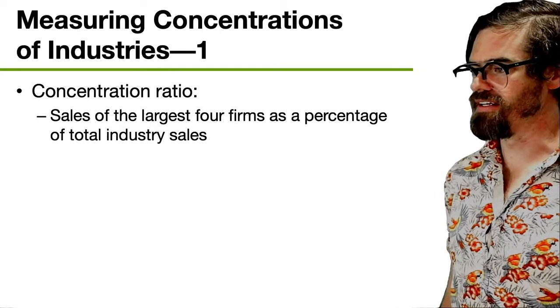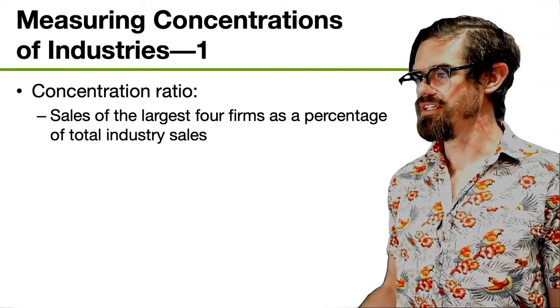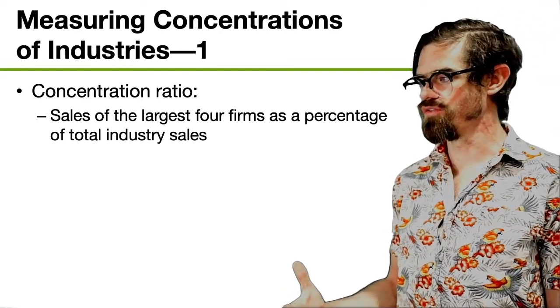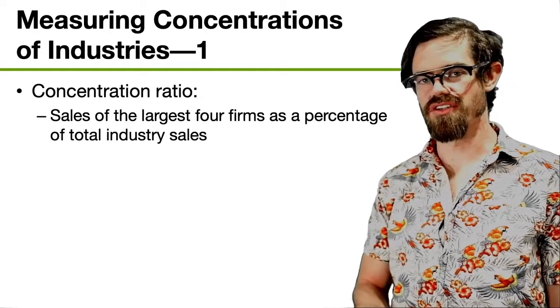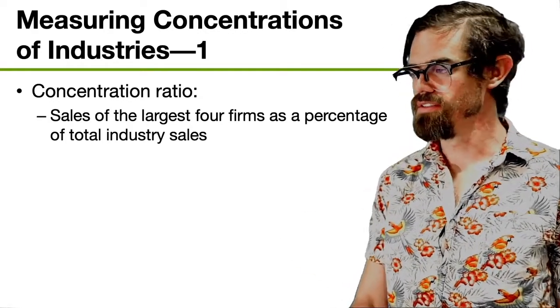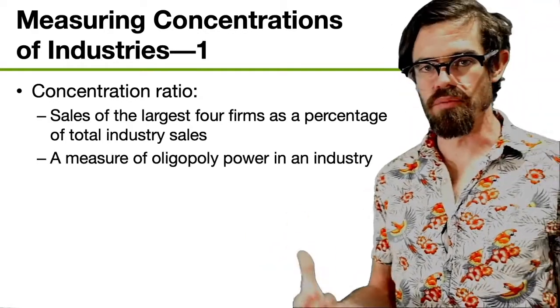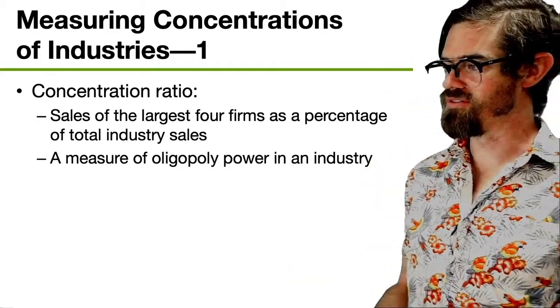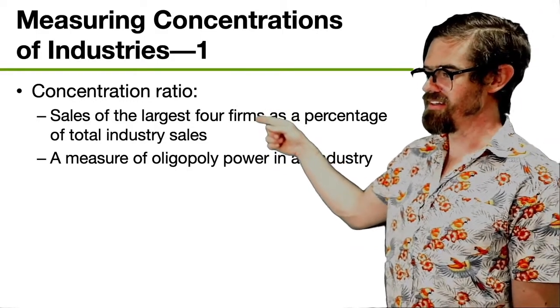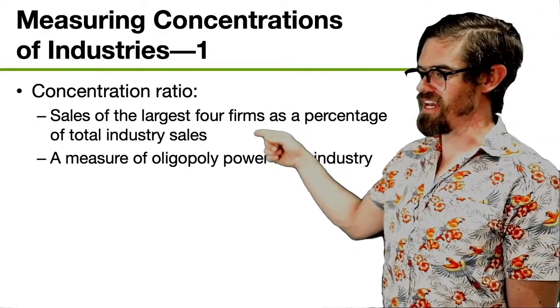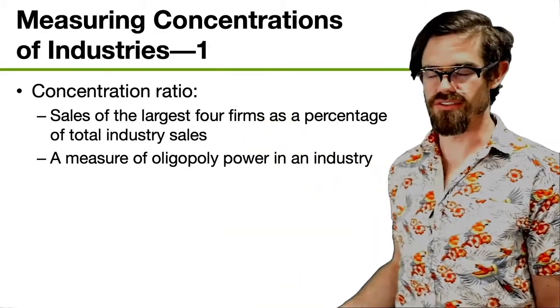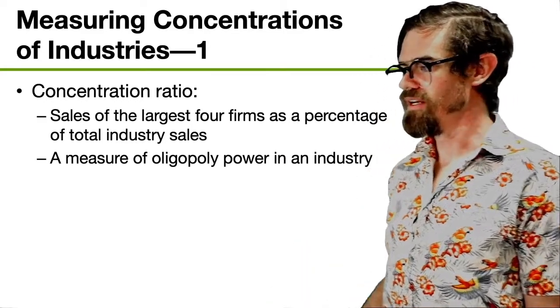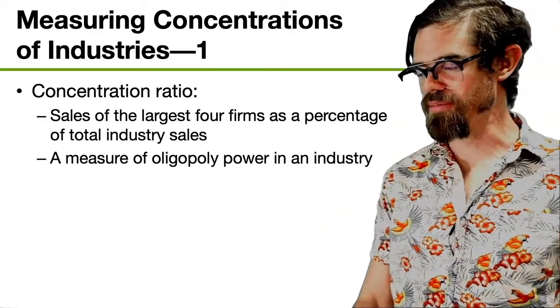And the way that we calculate it is it's the sales of the largest four firms in the industry as a percentage of the industry as a whole. So of course, for a monopoly, it would be 100% or 1, right? The ratio would be 1. Because for a monopoly, the sales of the largest four firms is exactly equal to the total industry sales, since there's only one firm. So this is basically a measure of oligopoly power.